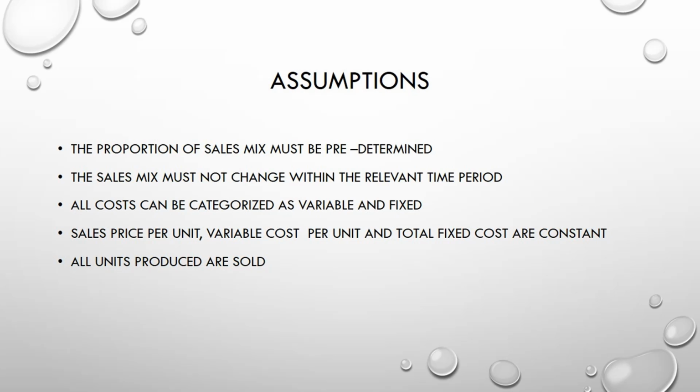If it's multiple products, there are some assumptions. We'll see what the assumptions are. The sales mix must be predetermined. The sales mix ratio or percentage will be determined beforehand. The sales mix must not change within the relevant time period. All costs can be classified into variable cost and fixed cost. Sales price per unit, variable cost per unit, and total fixed cost are all constant in the assumptions. All units which are produced are considered to be sold. These are the assumptions related to the BEP.